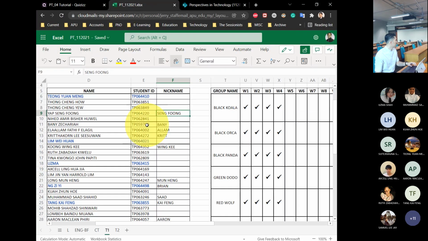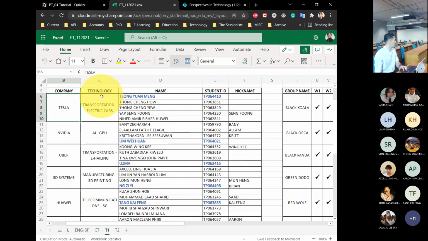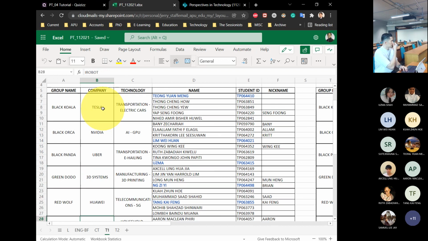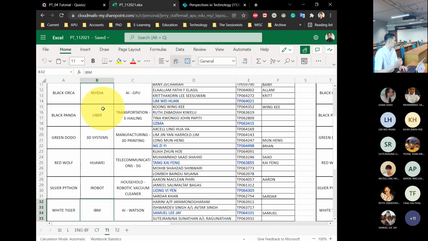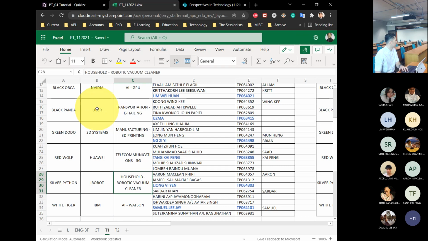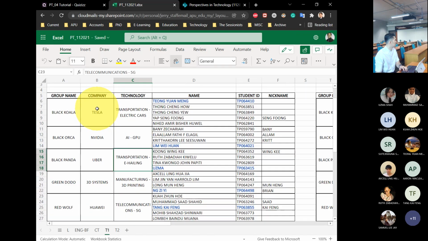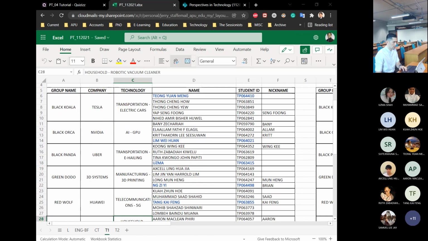So I think everyone is pretty much finalized with their technology per se. So we have Tesla, NVIDIA, Uber, 3D Systems, Huawei, as well as IBM. Interestingly, both AI groups are in this class. Okay. All right, 24 of you.